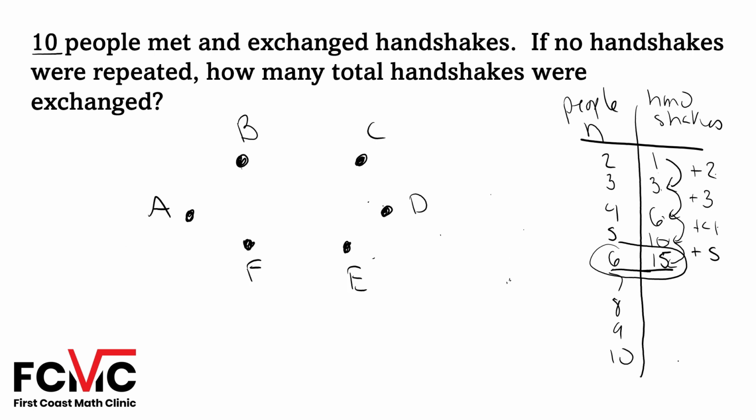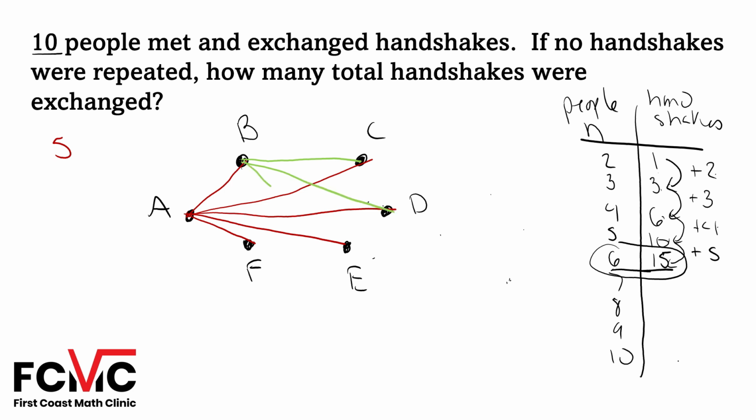We've got our 6 people here, A through F, and I'm going to draw our handshakes in, our lines in some different colors. So A can shake hands with B, C, D, E, and F. So that's 5 handshakes. B already shook hands with A, so they could shake hands with C, D, E, and F. So that's 4 handshakes. C already shook hands with B and A, so they can shake hands with D, E, and F. So that's 3 handshakes.